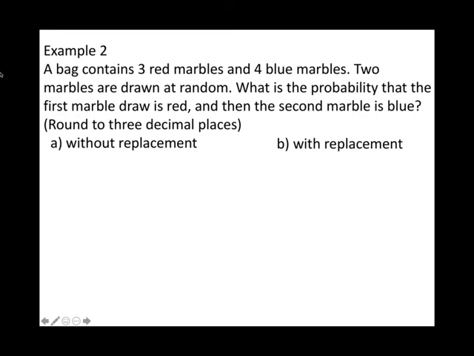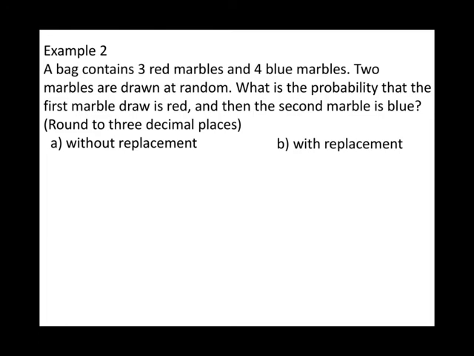Example 2. A bag contains 3 red marbles and 4 blue marbles. 2 marbles are drawn at random. What is the probability that the first marble drawn is red and then the second marble is blue? So we have 2 parts in here. First one, without replacement. Without replacement means after I pick the first marble, which is red, I'm going to put it away. Now I'm going to draw the second marble. This means without replacement.